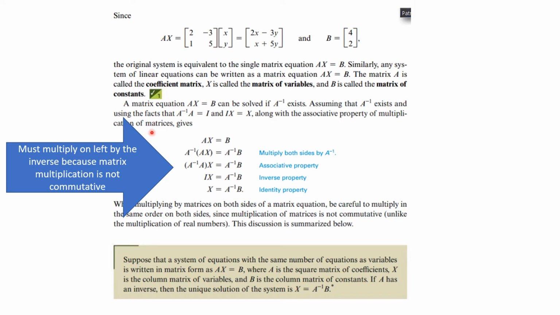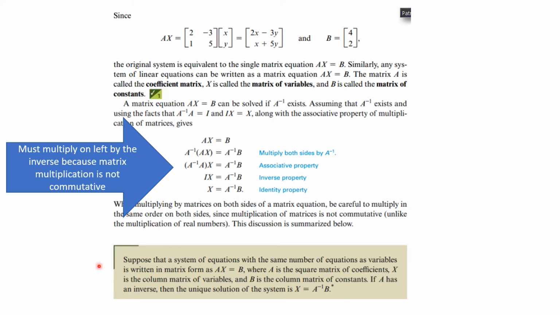Also, matrix multiplication is associative. So anyway, we start with the equation AX equals B, and we multiply on the left by A inverse. And by the way, it is important, you must multiply on the left by the inverse because matrix multiplication is not commutative. But if we do that and we reassociate, we get x is equal to A inverse B. Now we're going to summarize this in the box.